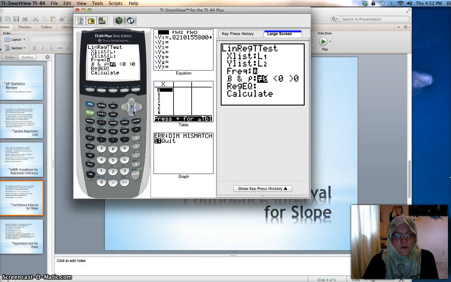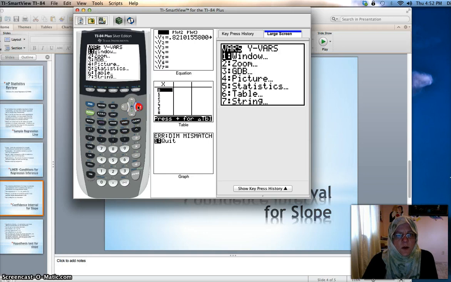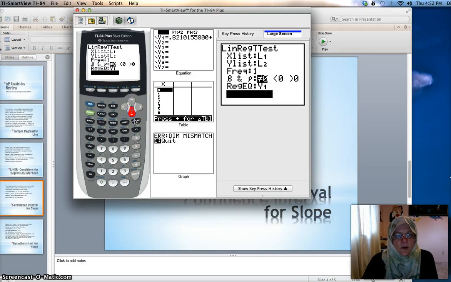Now you have to choose your alternates here. Beta is the Greek for the hypothesized slope, and rho is the hypothesized R, the correlation coefficient. And basically you're testing both at once because they really mean about the same thing. I just want to know if this data is linear or not, or if it's appropriate to use a linear model for it. So I'm going to choose a not equal alternate. And I'm going to tell it to store the regression equation in Y1 for me. And then we go to calculate.